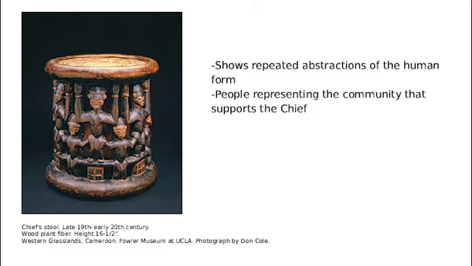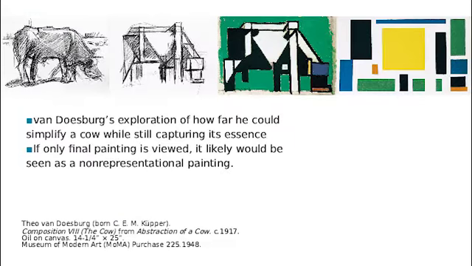And then moving towards pure abstraction, here is Theo van Doesburg's work making a cow into something that is pure abstraction. So Van Doesburg was exploring how far he could simplify a cow while still capturing its essence. If you only looked at the final painting, it would likely be seen as completely non-representational. But when you actually see the progression from the first to the last image, you can see how he got from a point of representational to furthering and becoming more abstracted until he reaches pure abstraction at the end.